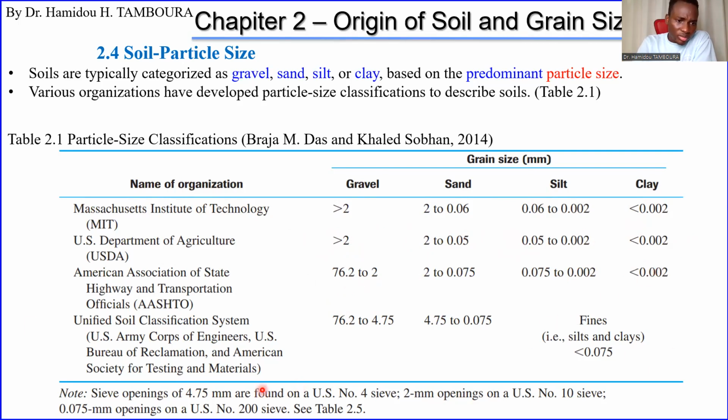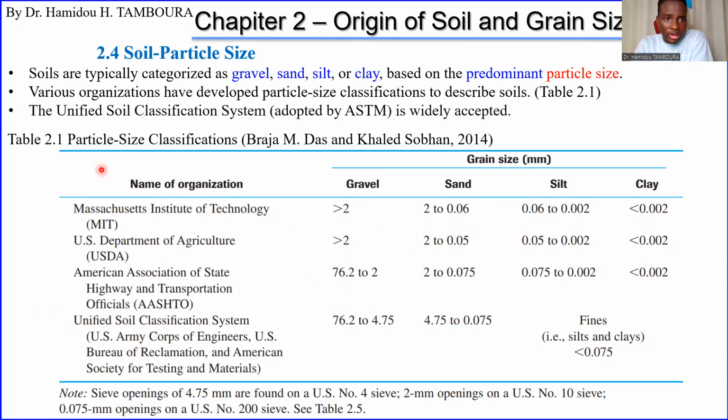But despite having a lot of them, this last one, the Unified Soil Classification System, is widely accepted and is used in many countries. Actually, to be honest, a lot of countries are just copying these American codes and adding some little things. So this is widely accepted, the Unified Soil Classification System. So you had better know it.